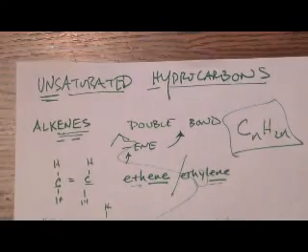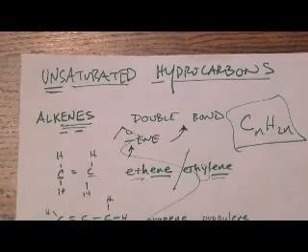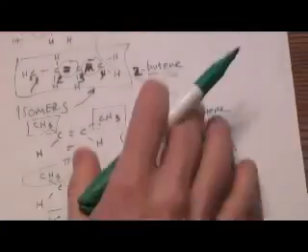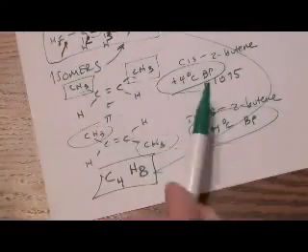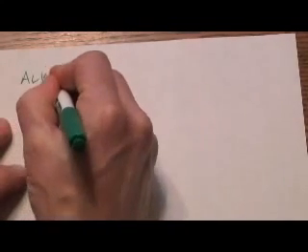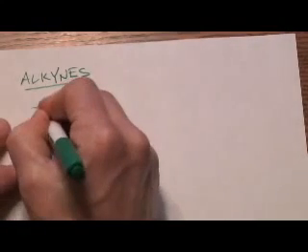These unsaturated hydrocarbons called alkenes that don't allow rotation around the central bond give rise to these unique isomers known as cis and trans. Let's move on to another type of unsaturated hydrocarbon. These types of unsaturated hydrocarbons are known as alkynes, Y-N-E-S. Alkynes contain a triple bond.